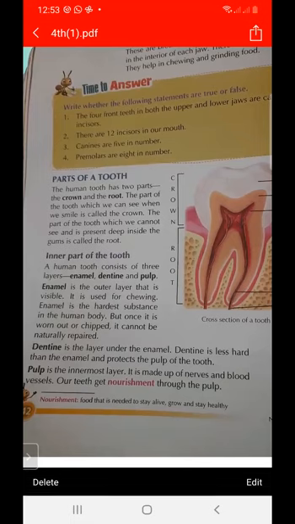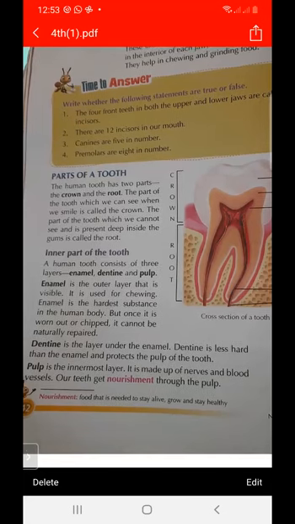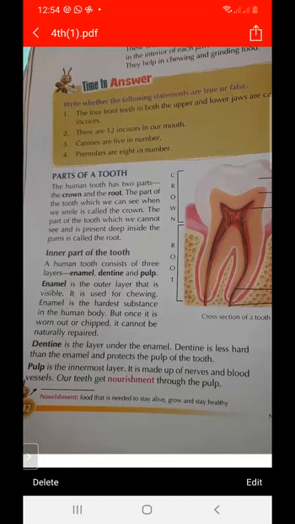So what do you mean by dentine? It is the layer under the enamel, and it is less hard as compared to the enamel. It also protects the pulp of the tooth. And what does pulp contain? It contains the nerves and the blood vessels. So the nourishment, the vitamins and minerals that our teeth get, we can get through the pulp.